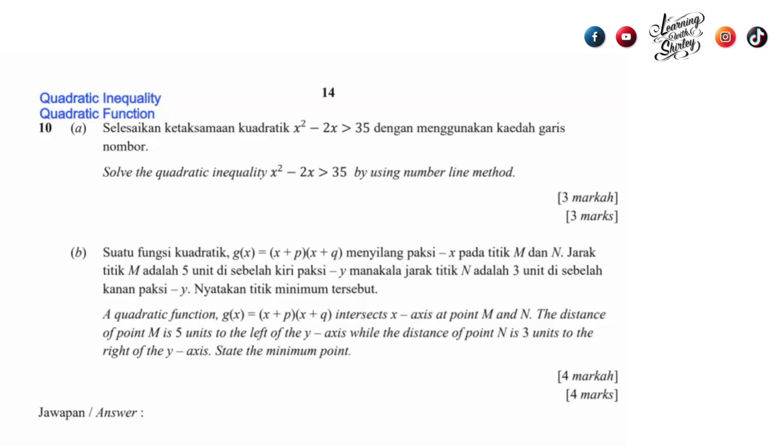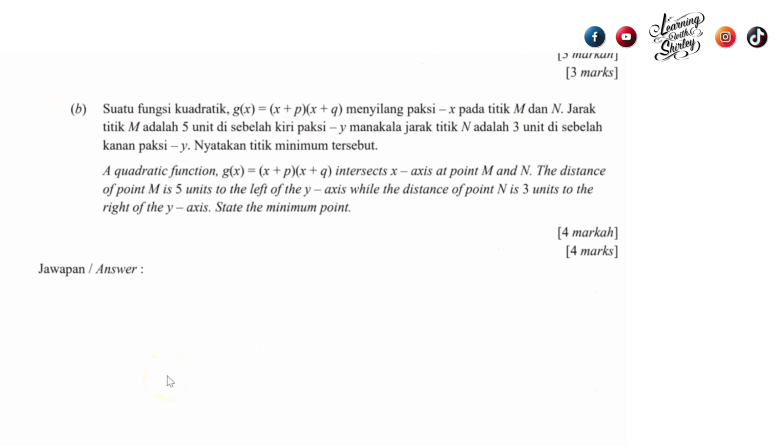Let's look at question number 10a. This question is based on quadratic inequality and also quadratic function. Solve the quadratic inequality x squared minus 2x is more than 35 by using the number line method. I'm going to do it at the bottom here.